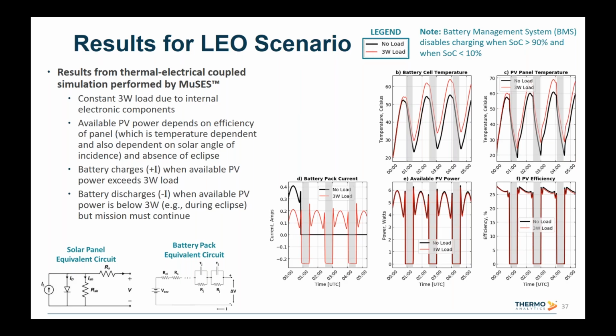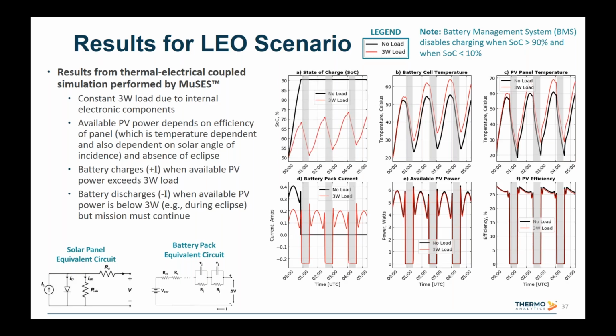And so what we see here with the black line is that the battery pack becomes fully charged and then isn't needed due to the lack of internal electronics. And so it just kind of flatlines, whereas we see the oscillation for the active satellite.